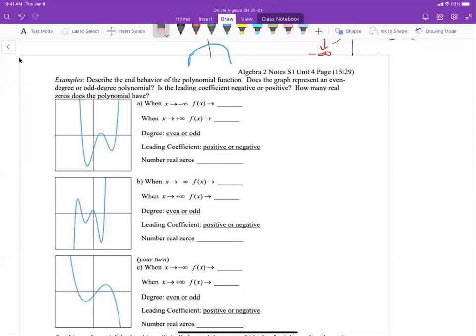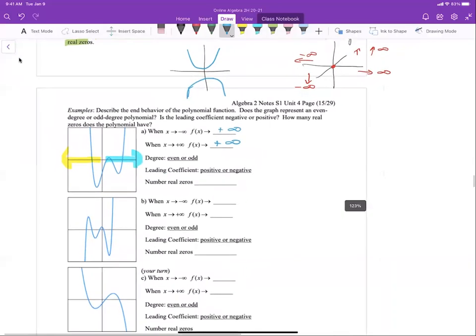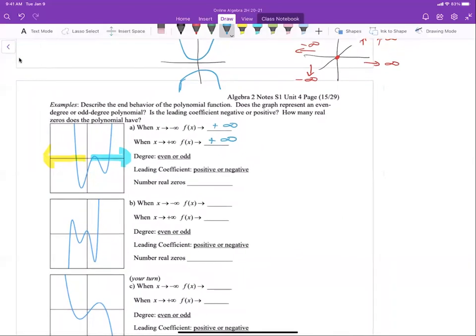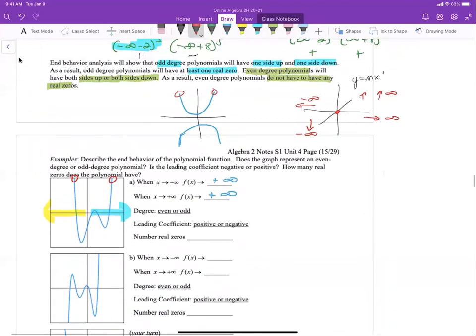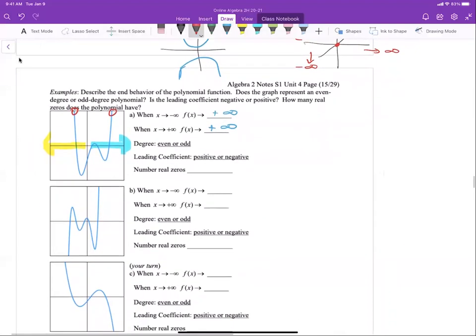All right. When x goes towards negative infinity, so I'm headed off to the left, what does the output do? Well, f of x goes towards positive infinity. As x goes towards positive infinity, what does f of x do? It goes towards positive infinity. Is this function that is graphed even or odd degree? Well, both of the ends are going upwards. Remember your quadratic, both went upwards. So it has to be an even degree.